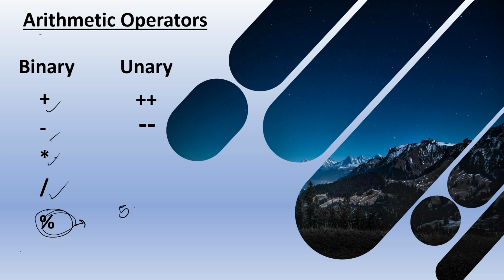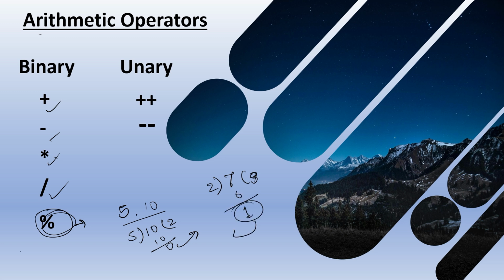Suppose you have 5 and 10. If you divide 10 by 5, then the remainder will be 0. Let's suppose 7 divided by 2: 2 threes are 6, so the remainder will be 1. So this will return 1 and 0 according to that. And this one is the unary operator. It has two types: post increment and pre increment.